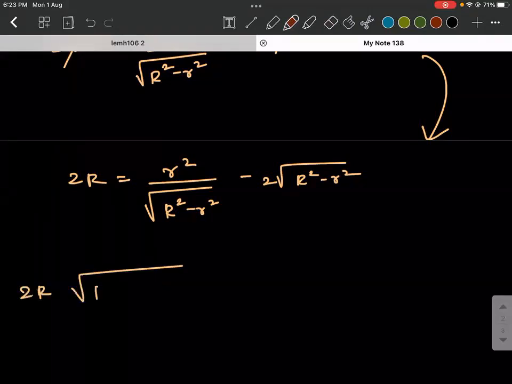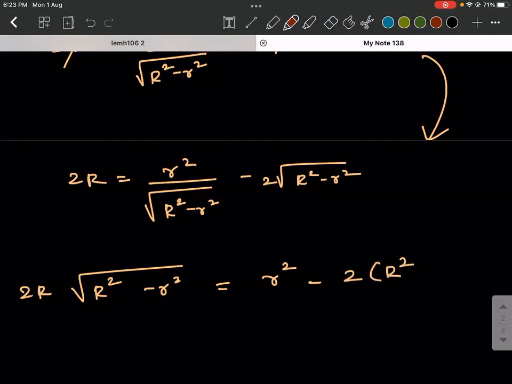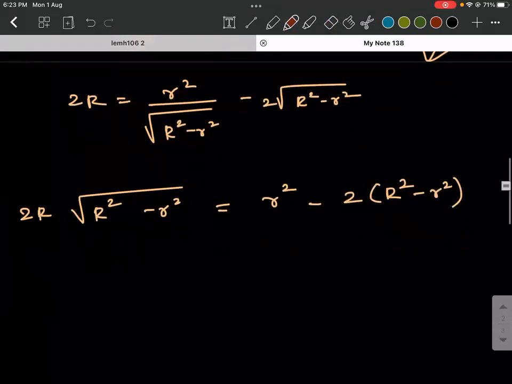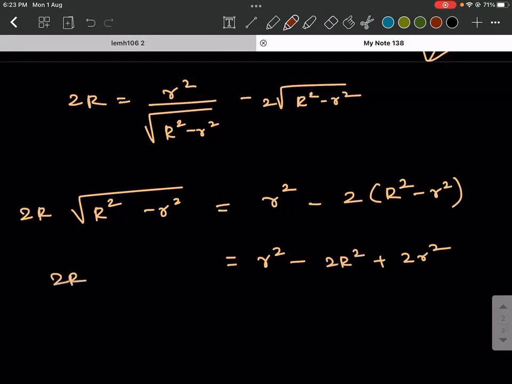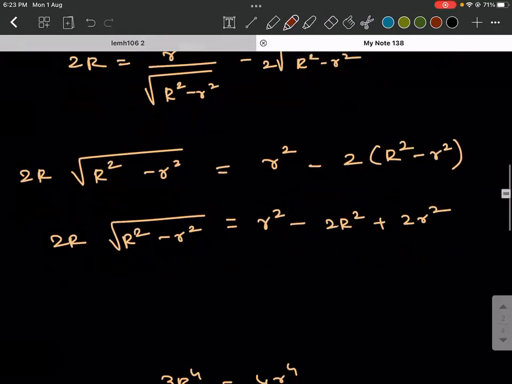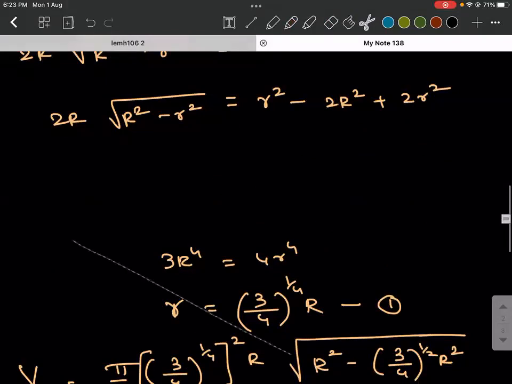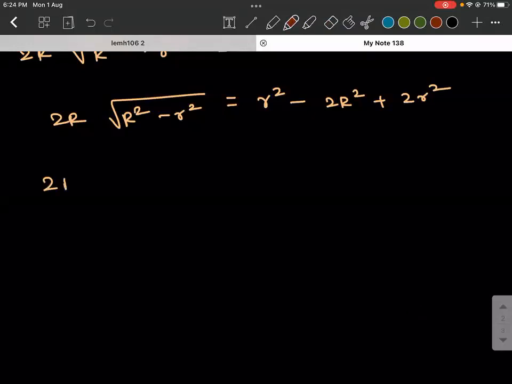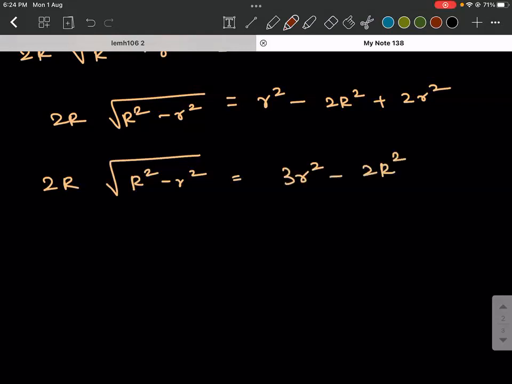So 2R into root of R square minus small r square is equal to R square minus... So R square minus 2 capital R square plus 2r square is 2R into root of R square minus small r square. So 2 capital R into root of R square minus r square is equal to 3r square minus 2R square. Am I clear now?